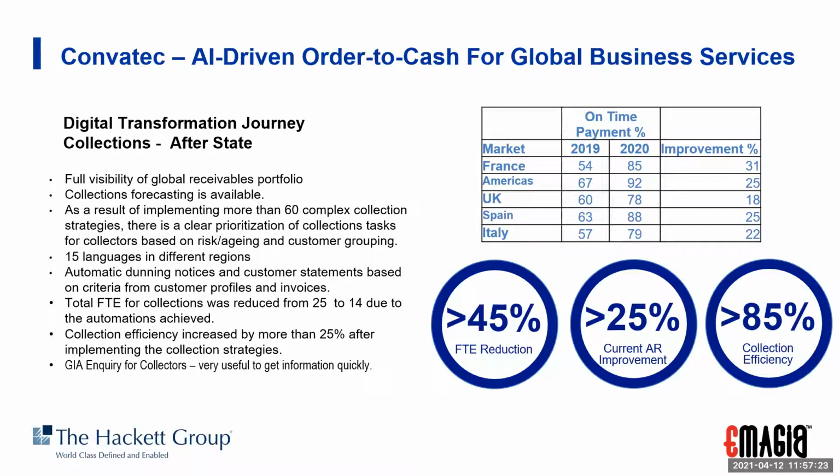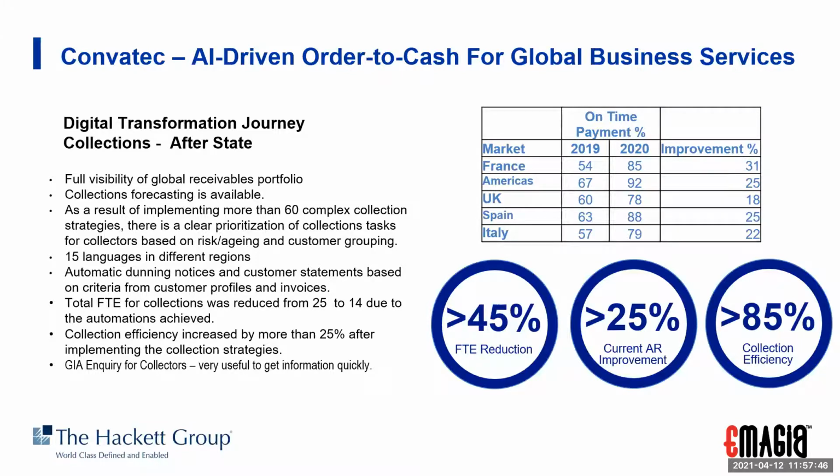And automatic dunning notices have been implemented. Automatic statements have been implemented where the system sends statements on a particular working day of the month. Different countries have different requirements. They have been catered for, including different languages. And total FTE for collections was reduced from 25 to 14 due to the automations achieved, like I mentioned. Collection efficiency has increased by 25%.